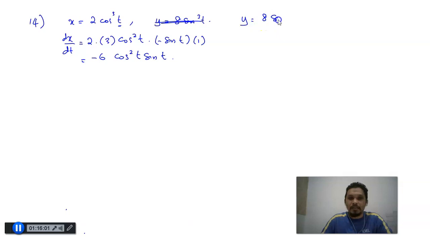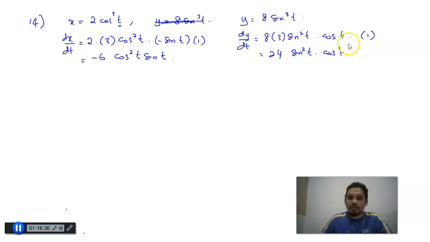Okay, 8 sine cubed t. So then dy/dt equals 8. Differentiate the power of 3, 3 sine squared t. Differentiate sine, it gives you cos t, and differentiate t, it gives you 1. So 24 sine squared t cos t.